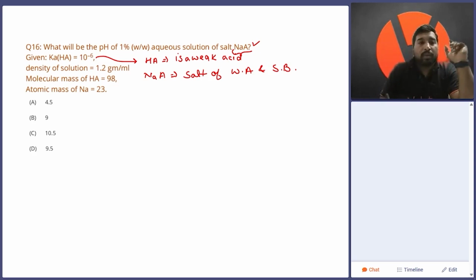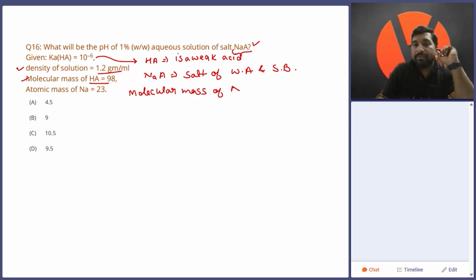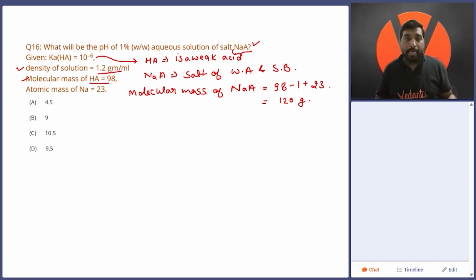Now the density of the solution is 1.2 gram per ml, and the molecular mass of HA is 98. So the molecular mass of NaA is 98 minus 1 and add 23 for sodium, that should be 120 gram. The atomic mass of sodium is 23. So first we need to find the pH.